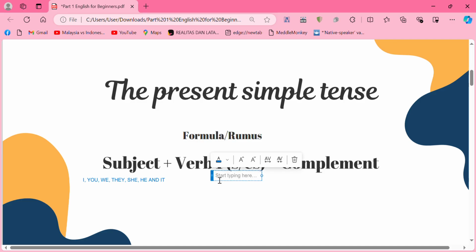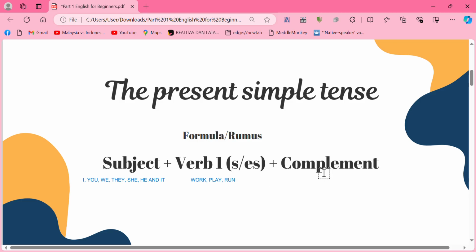Bagaimana dengan verb? How about verb? Verb contohnya ada work, ada fly. Contoh ya, ini contoh ya, ada run. Ya. Ini adalah contoh verb satu. Verb atau kata kerja.